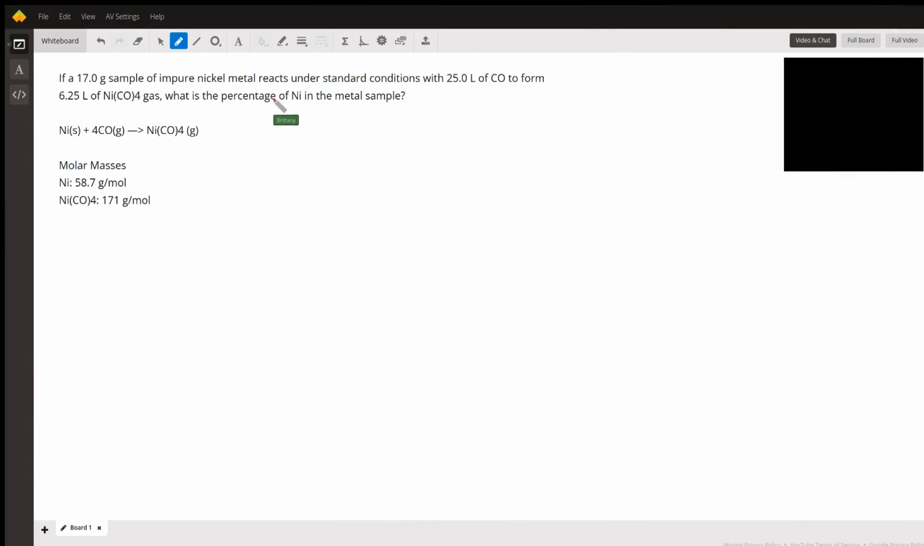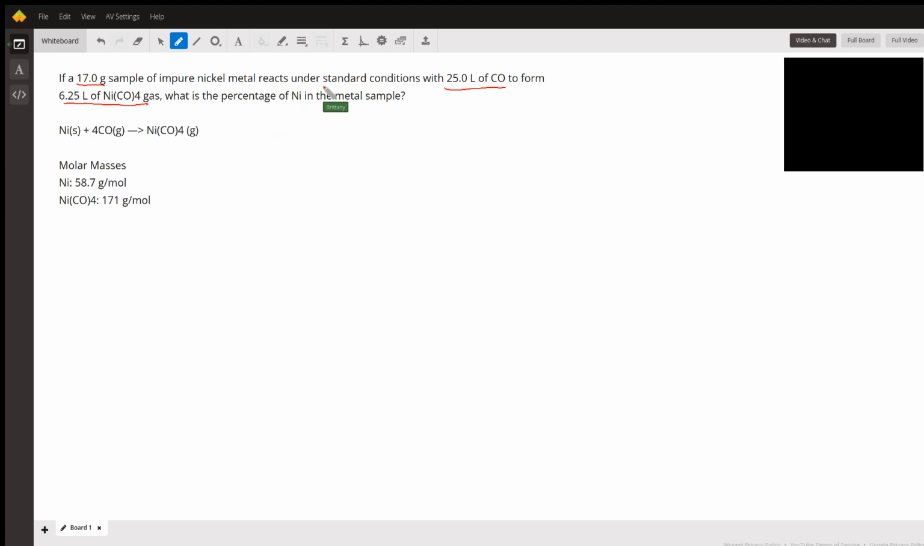Okay, so this question gives us some information that we don't really need. It tells us how much impure nickel we started with, how much of the gas we obtained, and how much carbon monoxide gas we started with. Now, if we have this balanced equation and we're interested in finding out how much nickel was formed, then we can kind of work backwards.